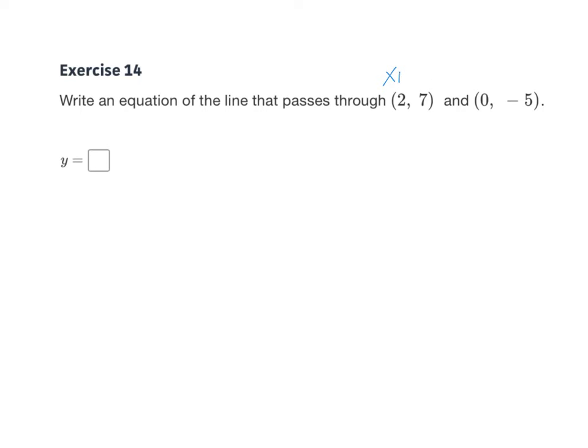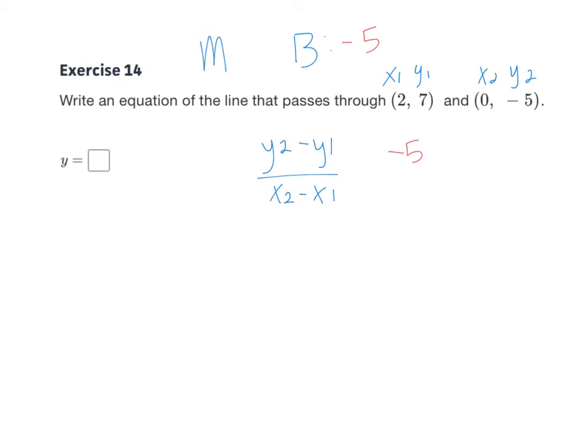14, we've got x1, y1, x2, y2. Our equation, remember, is going to be y2 minus y1 over x2 minus x1. We need to find two things, the slope and the y-intercept, and the y-intercept is the one that's paired with the 0. So the y-intercept is negative 5. Okay, now we just have to find the slope. So y2 is negative 5 minus 7 over 0 minus 2.